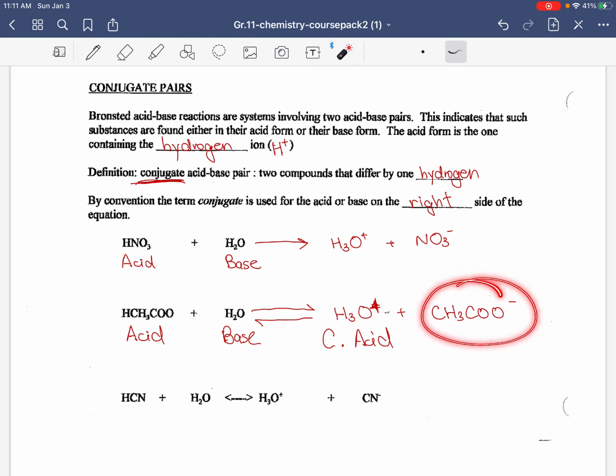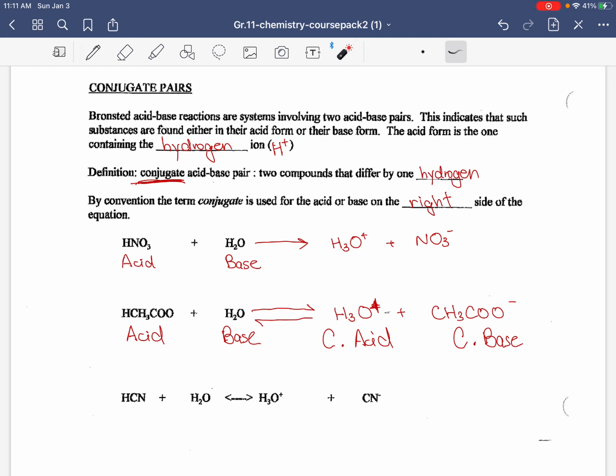This guy right here accepts an H to become acetic acid. So this guy is a base. Not to be mistaken with this base, he's a conjugate base. Whew. So you have to keep in mind proton donor, proton donor, proton acceptor, to understand this. Okay, looking at the fate.